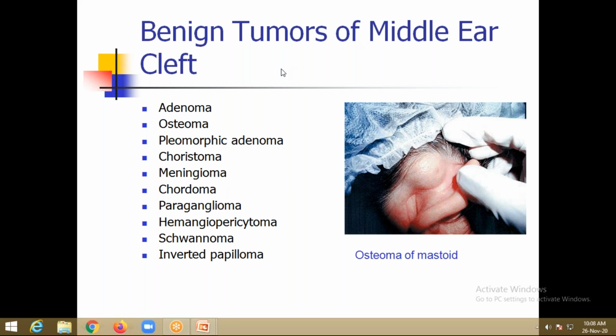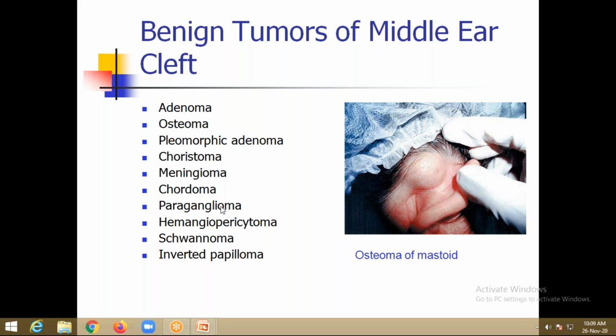Okay, so far we have seen tumors of the external layer, which were basal cell carcinoma, squamous cell carcinoma, and some other conditions. Then we have seen the benign tumors of the external auditory canal. They were exostosis, osteoma, keratoacanthoma, pilomatrixoma, and so on. Now we have seen the benign tumors of the middle ear cleft. They are adenoma, osteoma, pleomorphic adenoma, choristoma, meningioma.